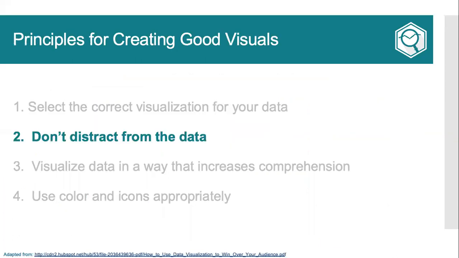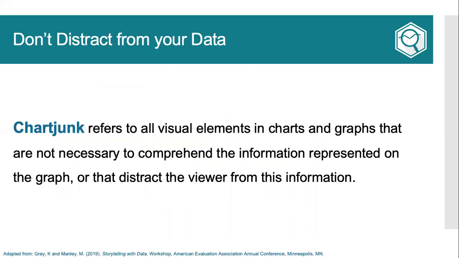All right, so then moving on, our second principle is to not distract from your data. And this is where I get to talk about chart junk. Chart junk refers to all of the visual elements within charts and graphs that are not necessary for the comprehension of the information presented on the graph. It's anything that is distracting your viewer from the information you want to present. So, can anyone think of chart elements that might be considered chart junk?